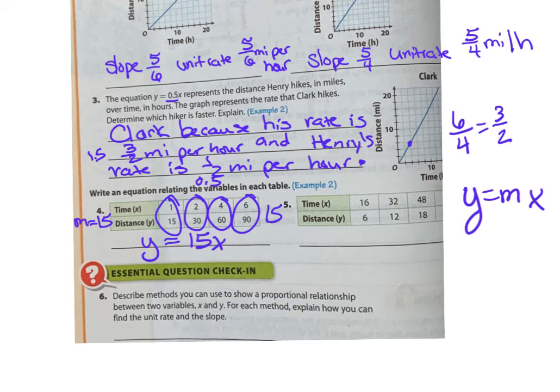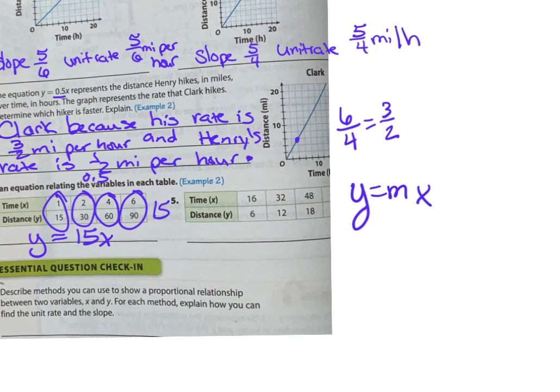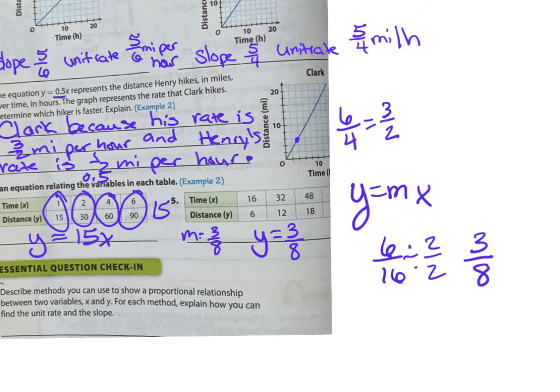Okay, and then what about in the next table? What do those all simplify to? 3/8, right? So your m value is 3/8, right? So what is your equation? Y equals 3/8x.